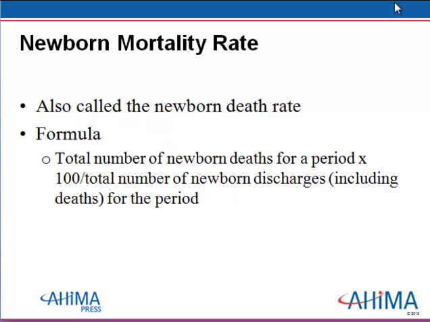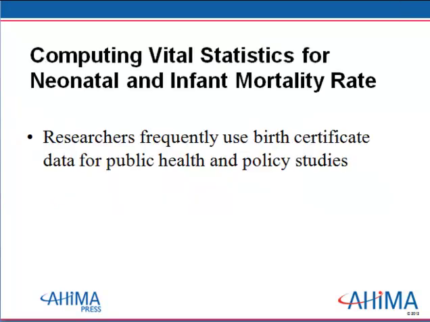Newborn mortality rate is also called newborn death rate. The formula is total number of newborn deaths for a period times 100 divided by the total number of newborn discharges, including deaths, for that same period of time. Researchers frequently use birth certificate data for public health and policy studies. Vital statistical formulas are used in the U.S., and we'll discuss some examples of those vital statistical formulas.